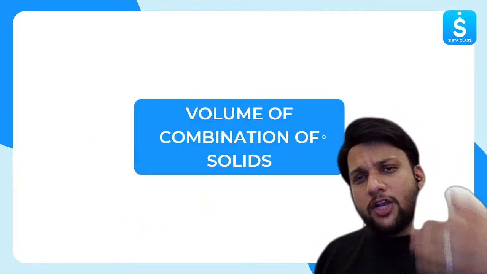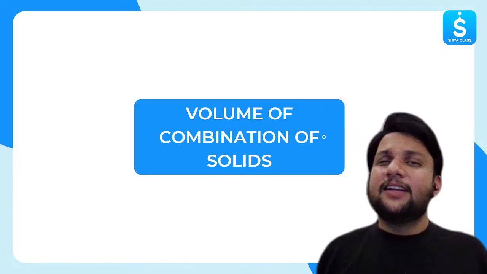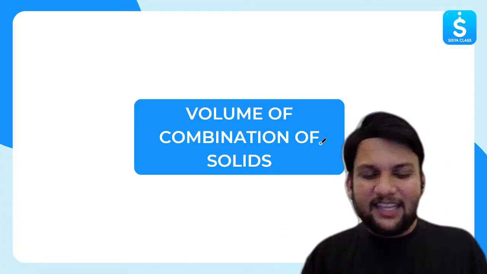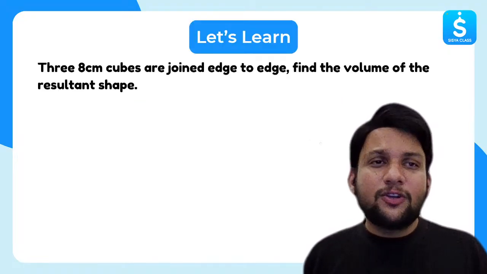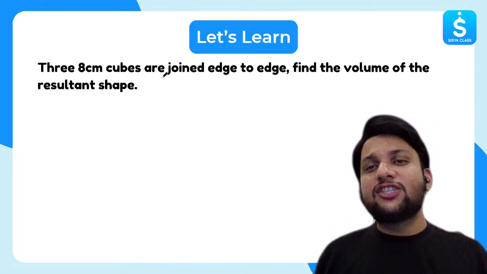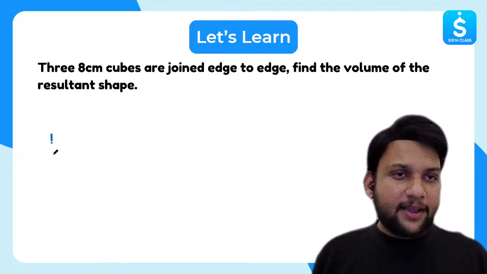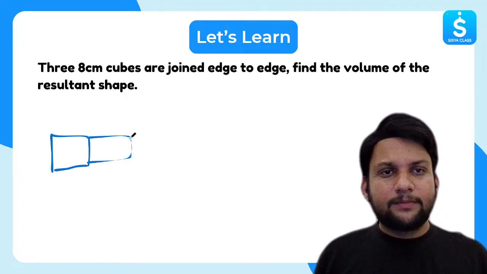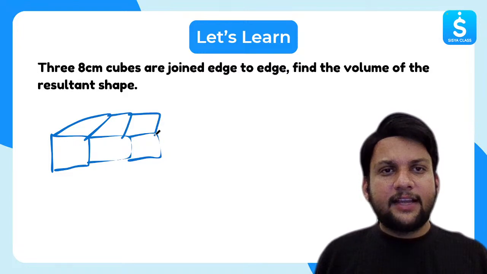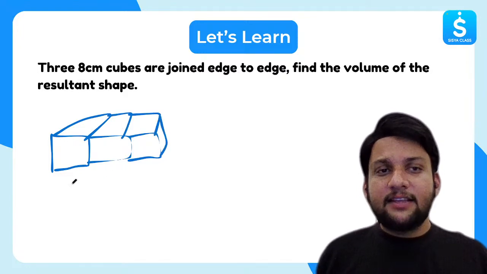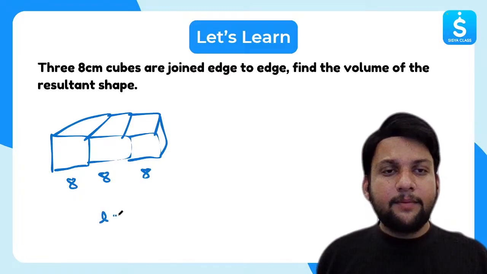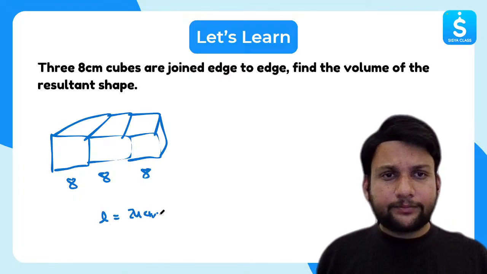Now let's move to the volume of combination of solids, and this is the very easiest part. Surface area, I know, can be tricky. Volume, nothing is tricky. Let's start with the first question only. Three 8 centimeter cubes are joined edge to edge. Find the volume of the resultant shape. Okay, then again I will draw the diagram. One, two, three, and they are joined like this. So this is 8, 8, and 8. So what does length become? Length becomes 24 centimeter.